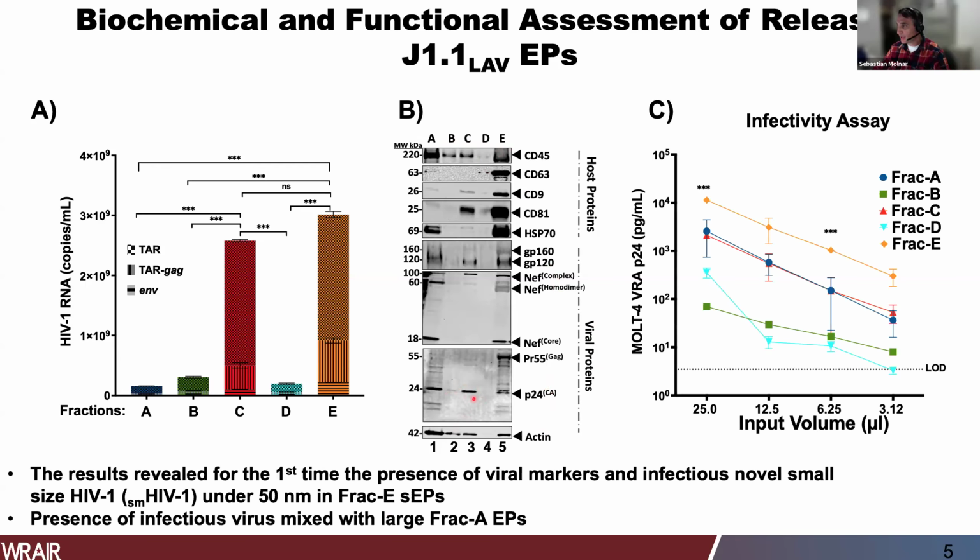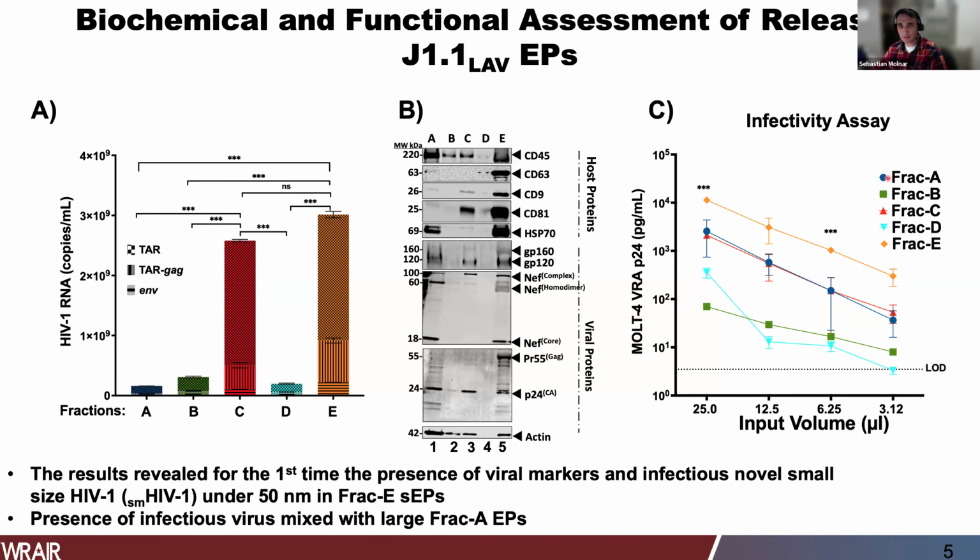For functionality, we infected CD4 T cells, and we observed that all the fractions contained infectious virus. To our surprise, even fraction E, indicating for the first time the presence of a small HIV under 50 nanometers. But we also observed that fraction A had infectious virus as well.